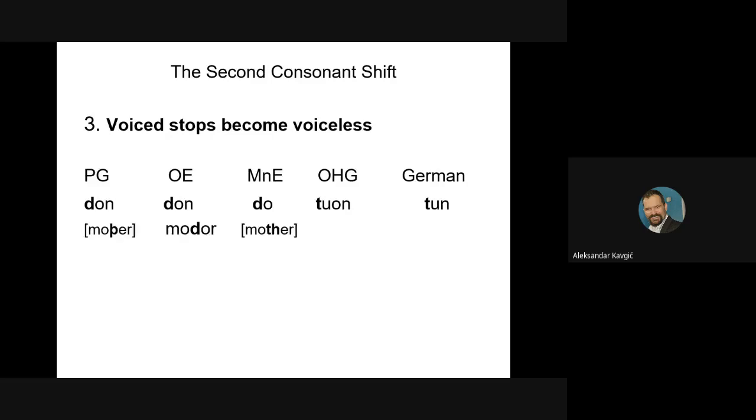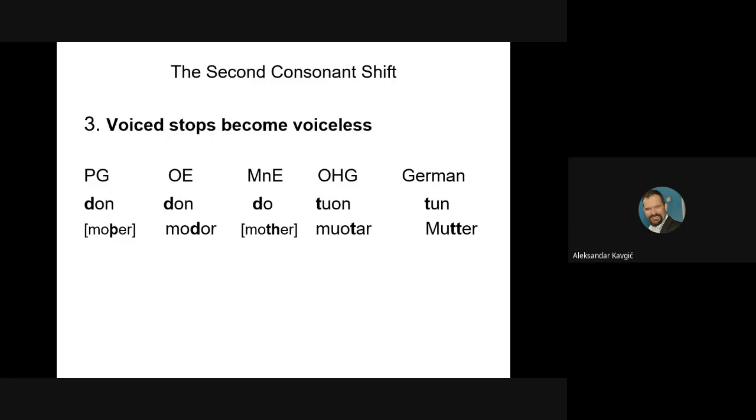So in Proto-Germanic you have modor, then in Old English you have modor, in Modern English you have mother. Modern English had a different change here. The important one is the d in Old English. So that's why in German you say again the same sound, Mutter, which is today Mutter.